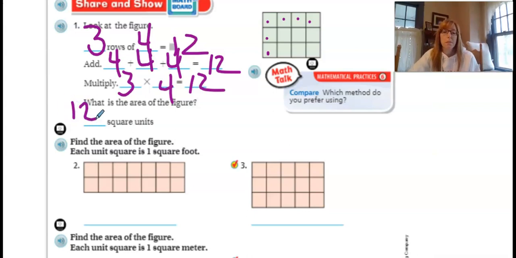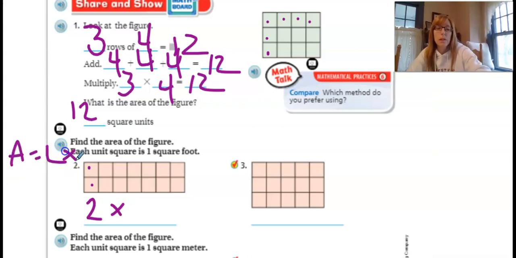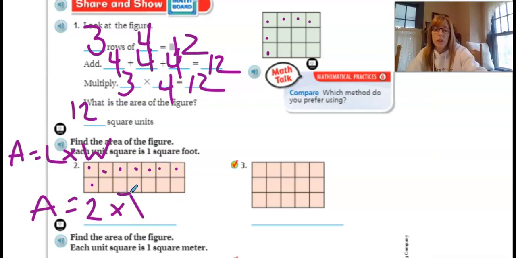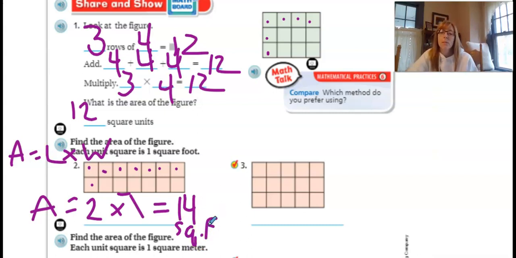12 square units. Find the area of the figure. Each unit is a square foot. Okay, so there's 2 groups, because we know area equals length times width. And so our area is 2 groups of 1, 2, 3, 4, 5, 6, 7. So our area equals 14, and it would be square feet. Okay? So let's do our next one.